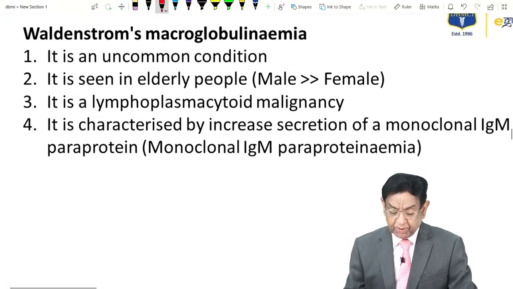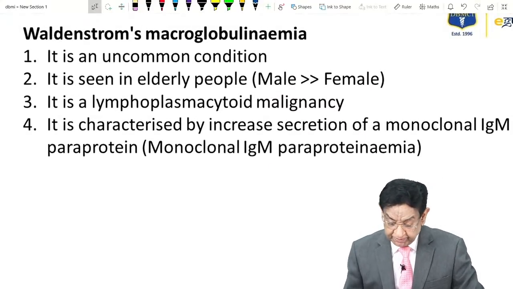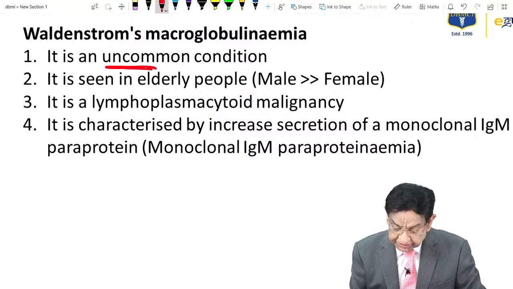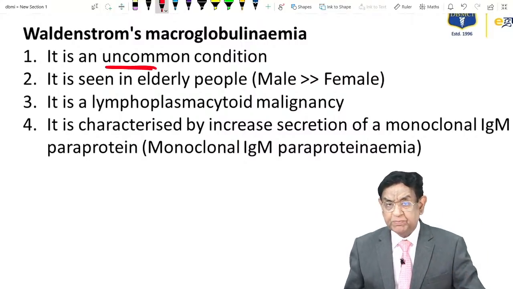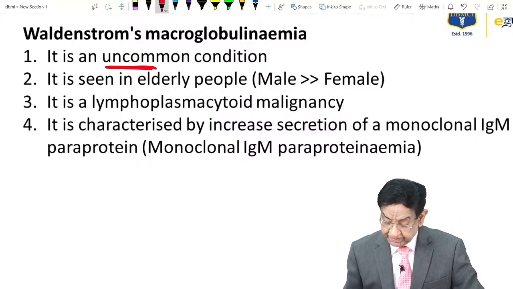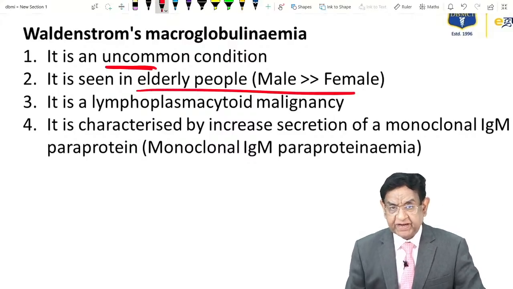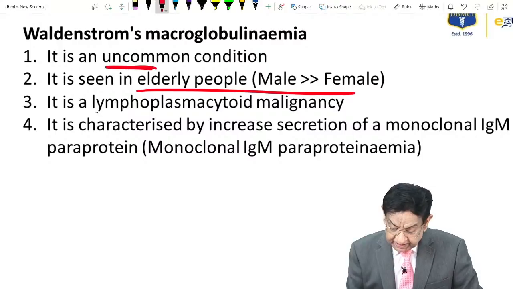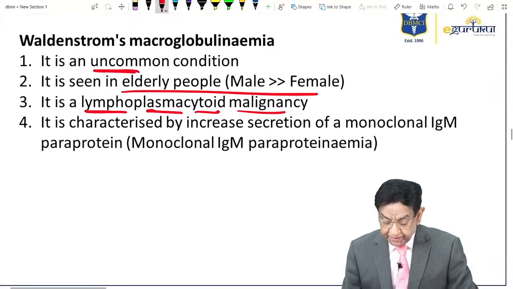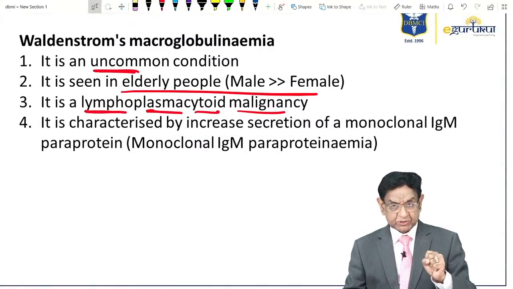Let's read more about Waldenstrom macroglobulinemia. It is an uncommon condition as compared to multiple myeloma in particular. It is seen in elderly persons. Yes, our patient is 65 years. It is a lymphoplasmacytoid malignancy. What do you mean by lymphoplasmacytoid?